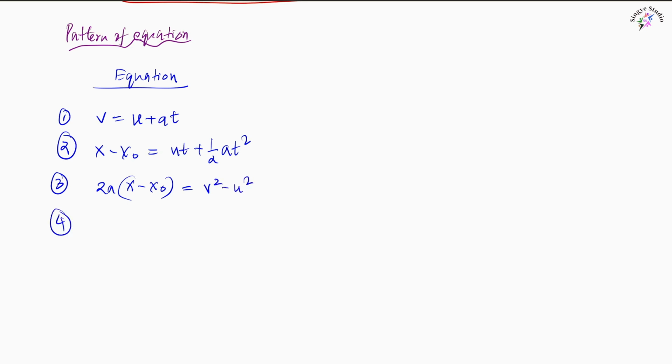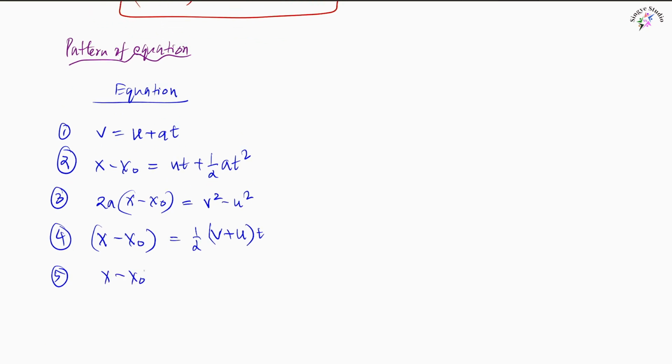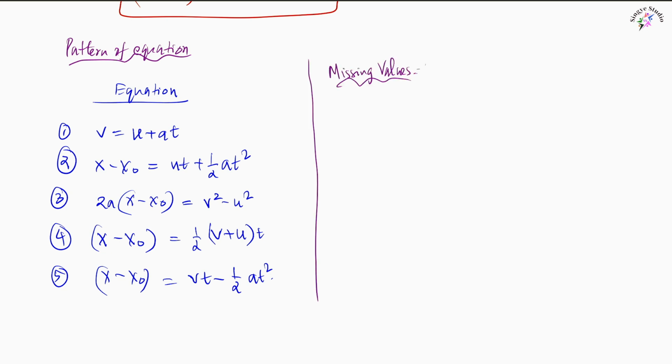And number four, we have derived x minus x naught equals half of (v plus u) t. And number five, the last equation that we have derived is x minus x naught equals vt minus half of at squared. From here, what are the missing values? If you try to see these equations very carefully, you can see that none of the equations has all the terms like initial velocity, final velocity, position of the particle, and acceleration.